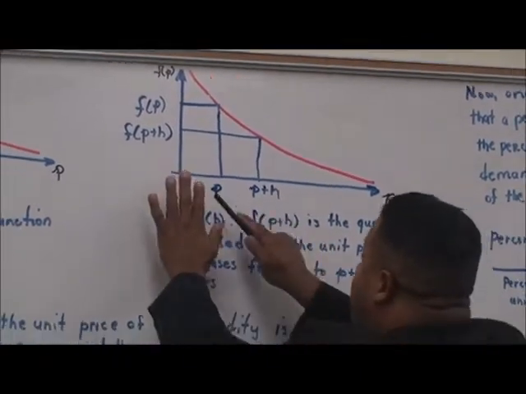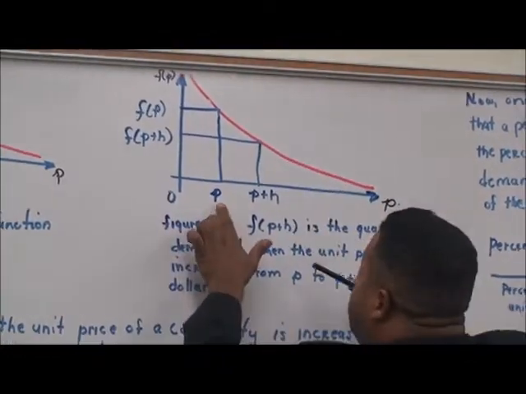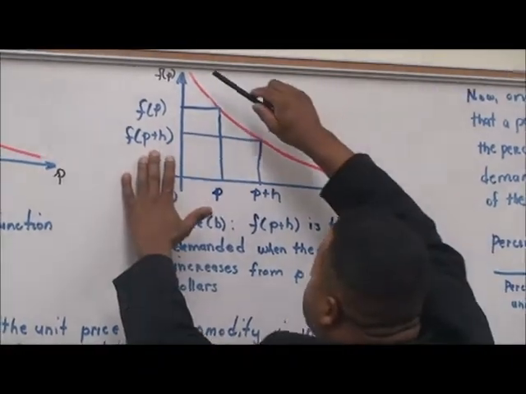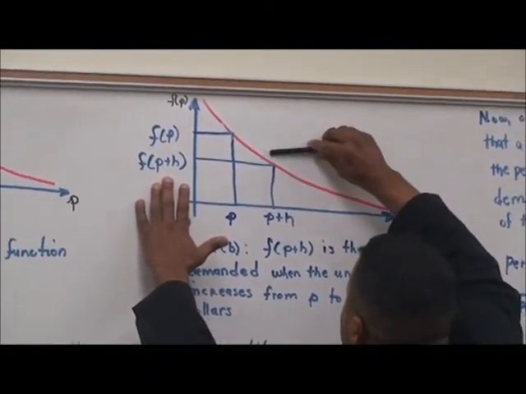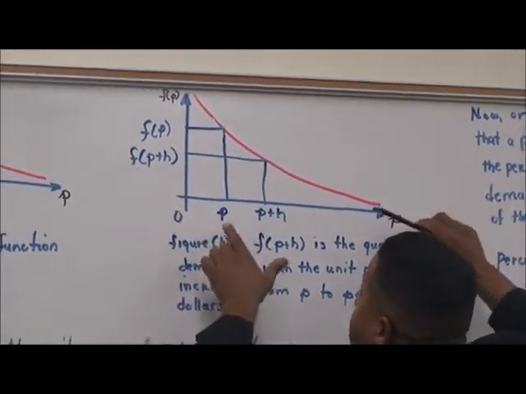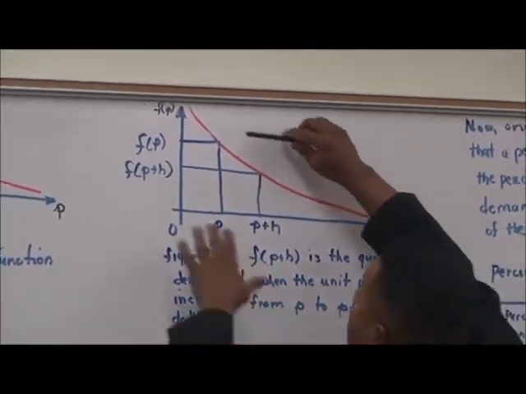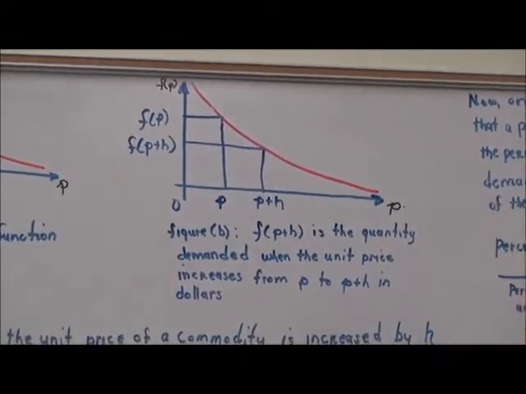Now, of course, as P increases along the x-axis, our demand decreases. So as the price increases from P to P plus H in dollars, the demand decreases. So that's what that's saying.